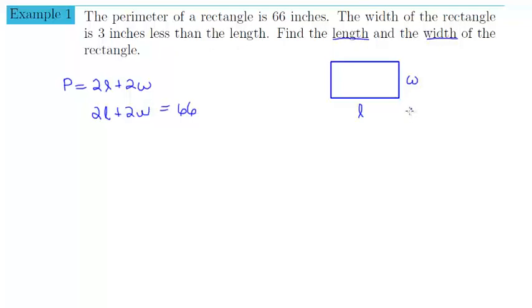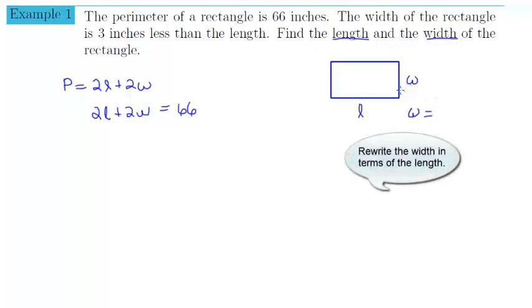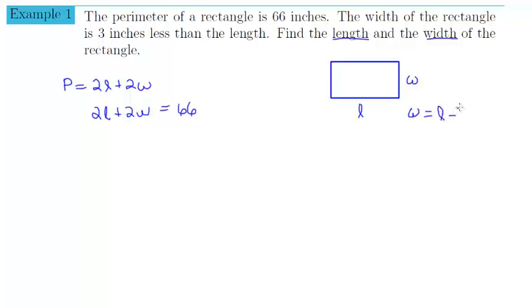The width of the rectangle, so that means width is W, is 3 inches less than the length. So I'm going to put it over here by my rectangle because it's corresponding the width and the length. And the expression is that the width is 3 inches less than the length, or length minus 3. So W is length minus 3. Width is 3 inches less than the length.